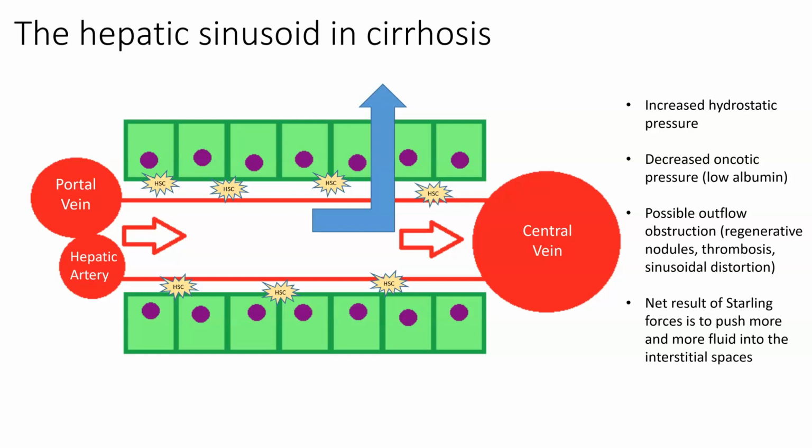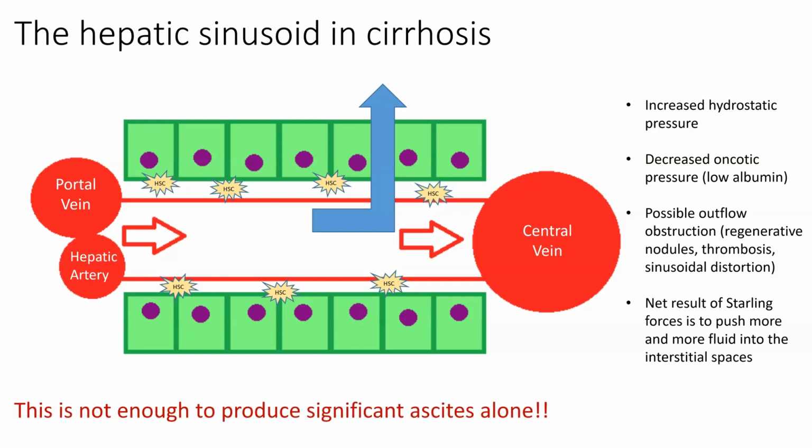Well, in the cirrhotic liver, you have increased hydrostatic pressure, you have a decreased oncotic pressure due to low albumin, and you possibly can get outflow obstruction, as I mentioned on a previous slide. The net result of this is the Starling forces tend to push more and more fluid into the interstitial spaces, aka production of lymph, in patients with cirrhosis and portal hypertension.